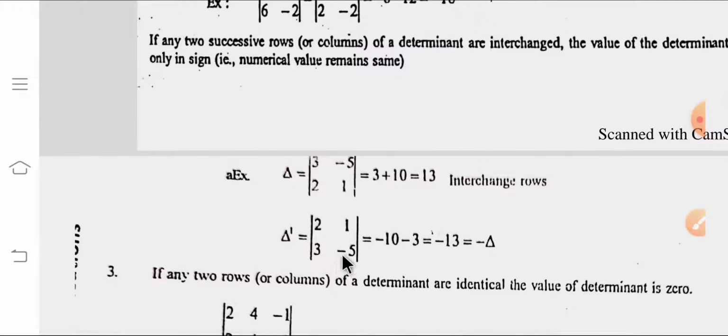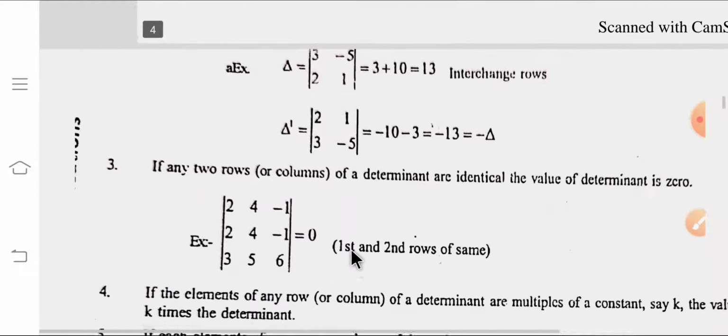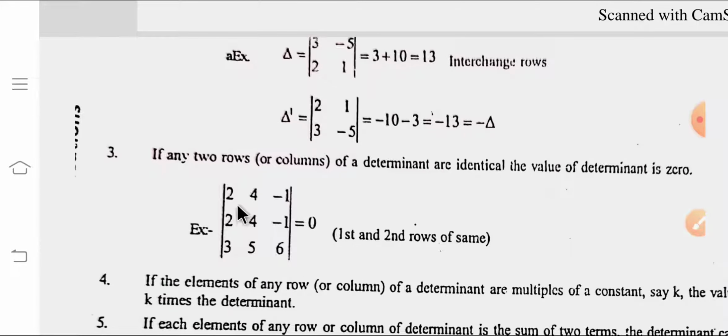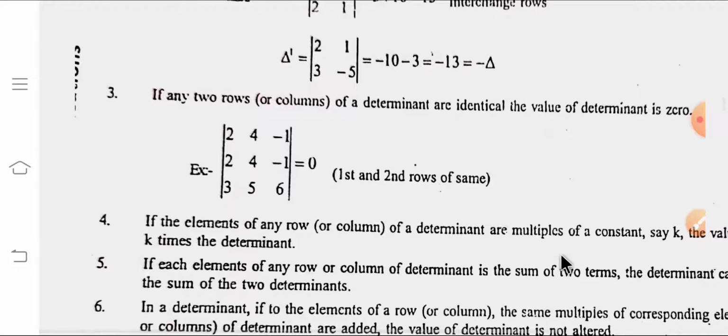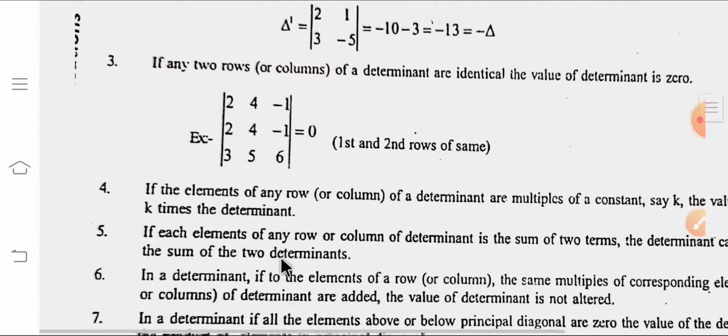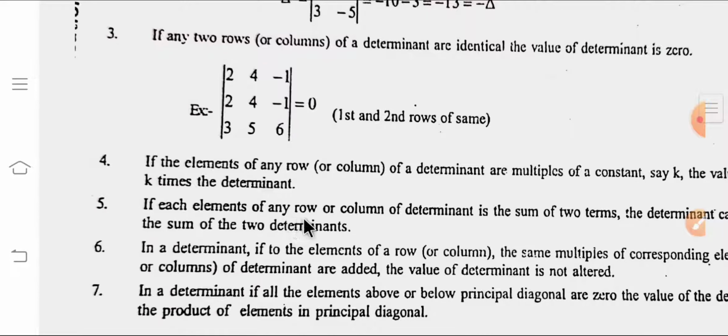Next, the third property: if any two rows or columns of a determinant are identical, then the value of the determinant is 0. Suppose here the first two rows are identical, therefore this value should be 0. Next, if every element of any row or column of a determinant is a multiple of a constant k, then the value of the determinant is k times the determinant. Next, if each element of any row, this is an all-important one.